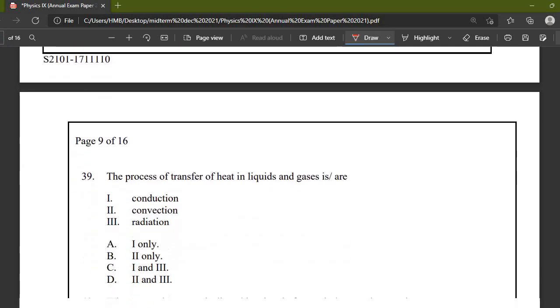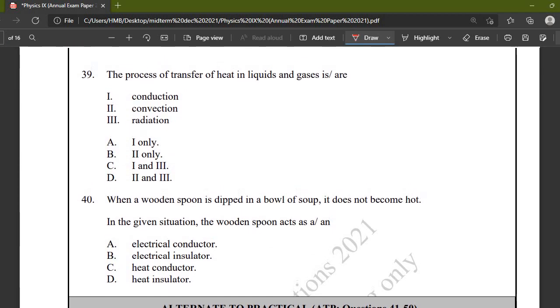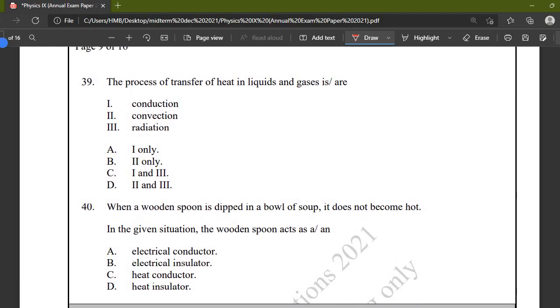Let's come to the last two questions of this year 2021 of the theory exam.